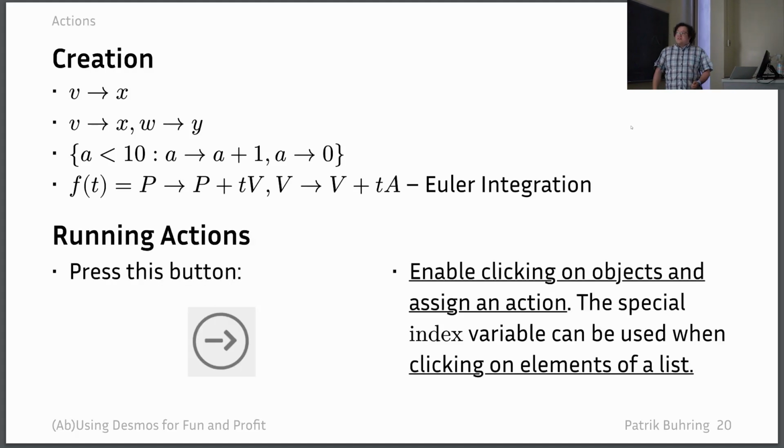To actually run actions, you have to press this button beside them, but you can also do it 2 other ways. You can enable clicking on objects to assign an action to them, and you can also access which action or which object you want to click on using a special index variable. So I'm not going to click on this first example. We're going to take a look straight at this one.